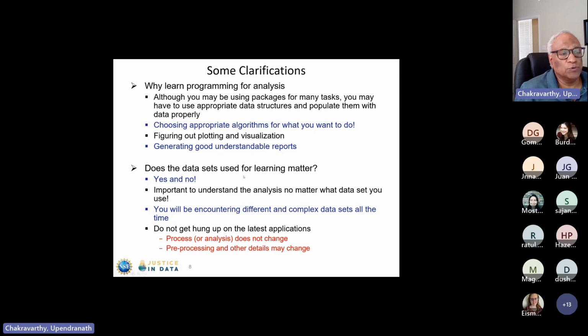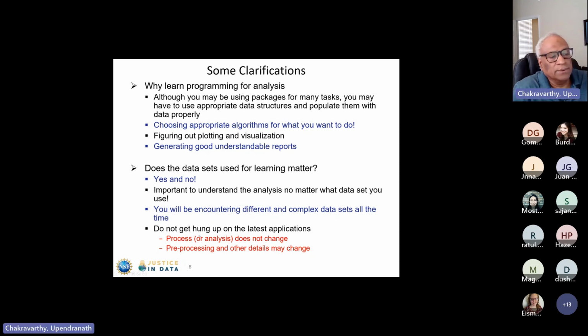Does the data set used for learning matter? It's a difficult question, and the answer is yes and no. It is important to understand that analysis, no matter what data set you use, is the same. You're doing the analysis and you should be interested in understanding the process of analysis and what you are trying to do based upon the context and the data set and the application. So you'll be encountering different and complex data sets all the time.